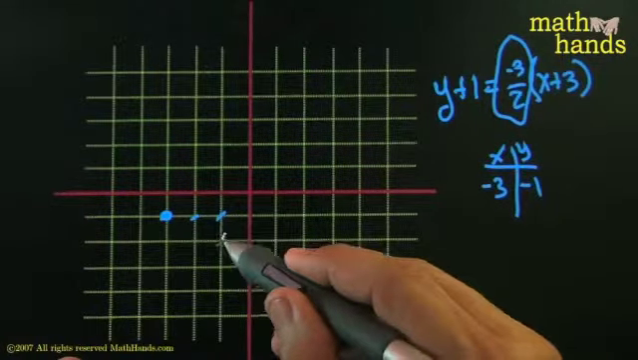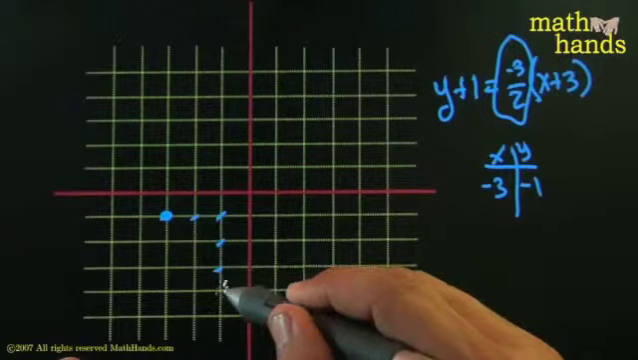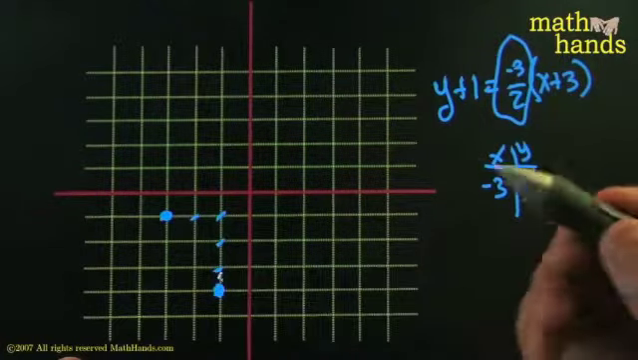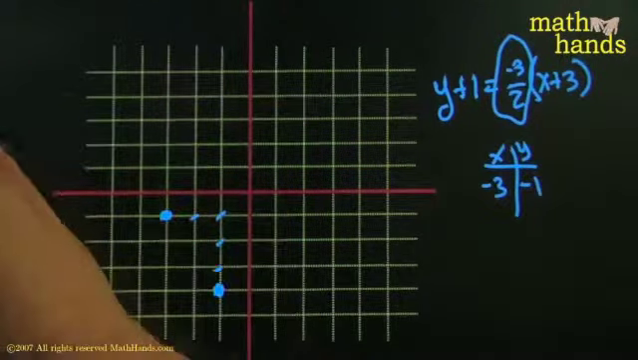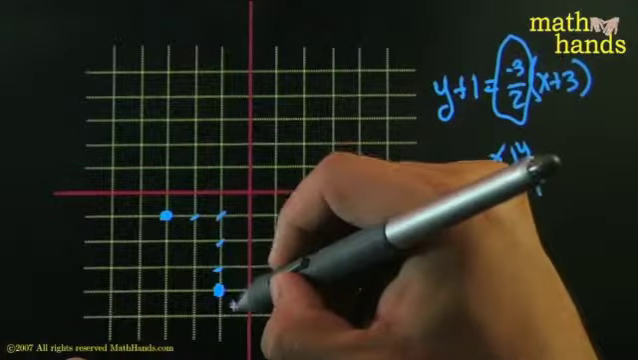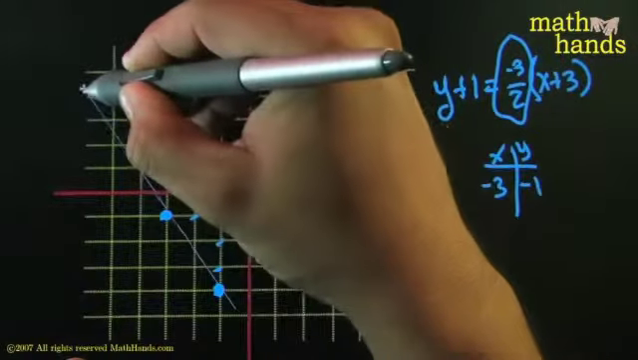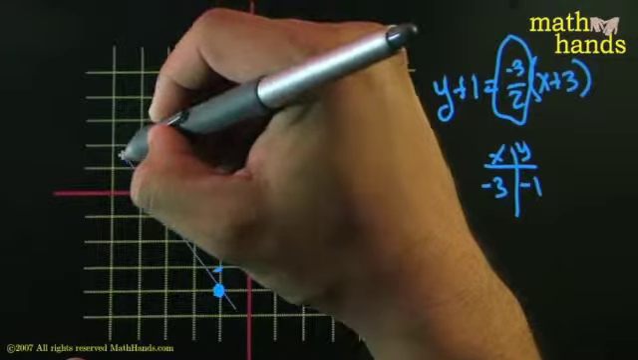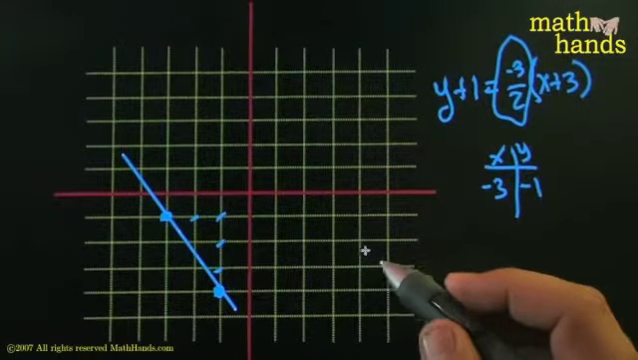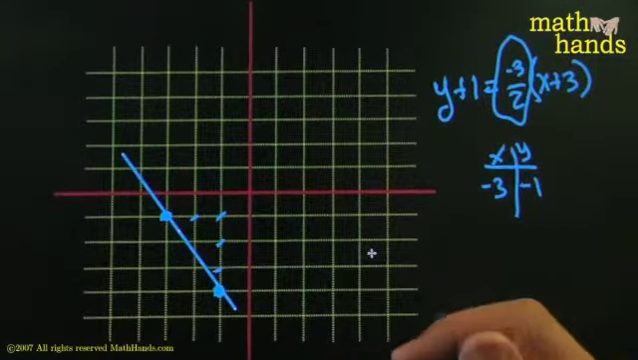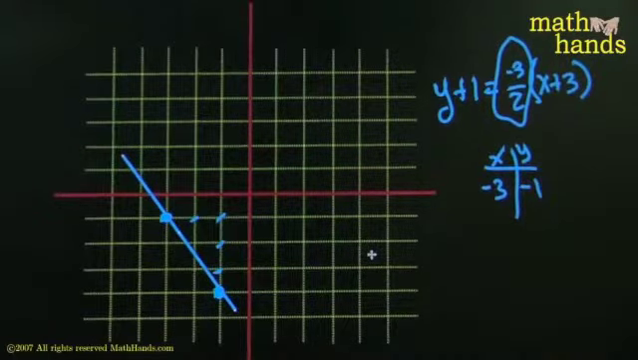That means you're going down. Down 1, 2, 3. Then you make a little mark there, and that's it. You just connect the dots. As easy as it sounds, that's all it takes. This stuff is a piece of cake. There you go. That's the graph of the line.